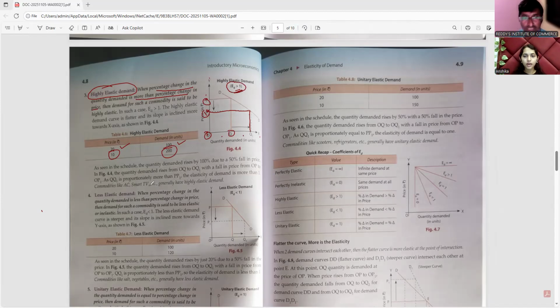Now it's vice versa, this one. Less elastic demand, completely vice versa, right? When price was 20, demand was 100. When price fell to 10, there is only a slight change in the quantity demanded, not highly, right? That is called less elastic demand. So ED is less than 1.